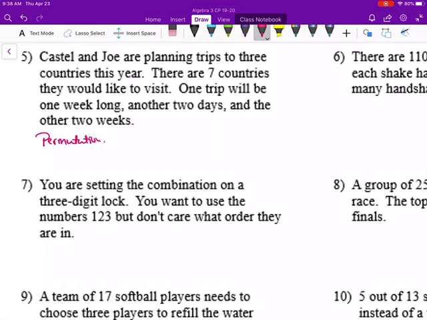Now, as far as the permutation part of it, there are 7 countries in total. They're going to choose 3 of them. So we're going to say 7 permute 3. Using the permutation formula, we know it's 7 factorial over (n minus r) factorial. That's combination. For permutation, it's just n minus r. So we'll take 7 minus 3, which is 4. So it's 7 factorial over 4 factorial.